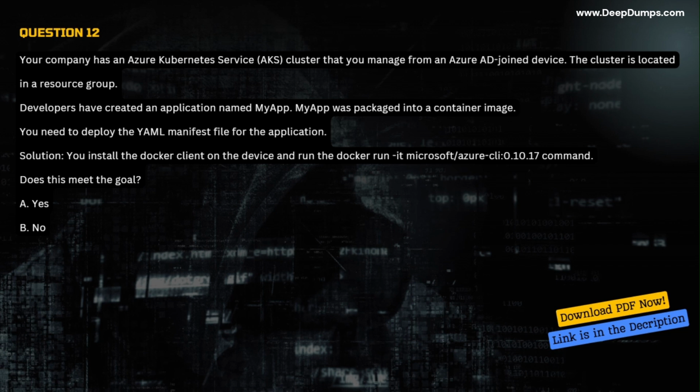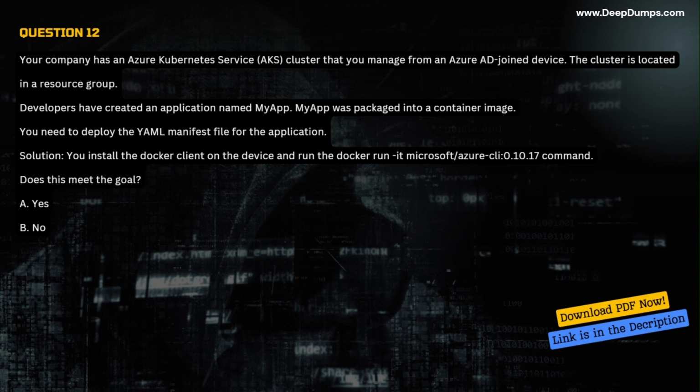The cluster is located in a resource group. Developers have created an application named MyApp. MyApp was packaged into a container image. You need to deploy the YAML manifest file for the application.